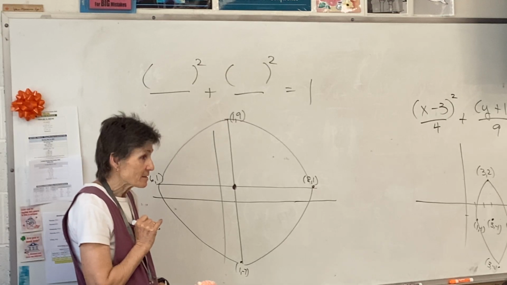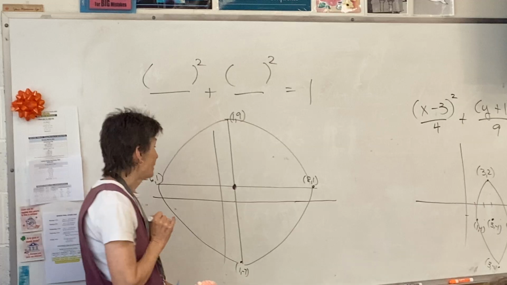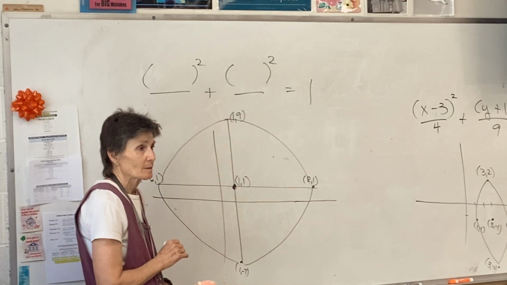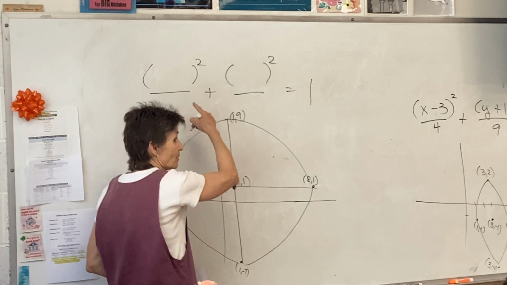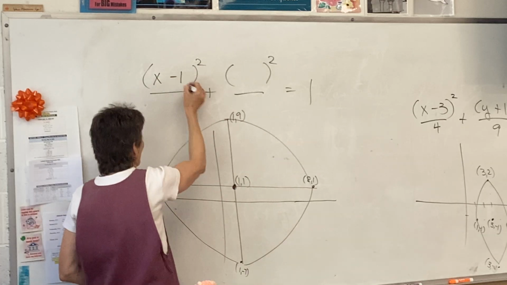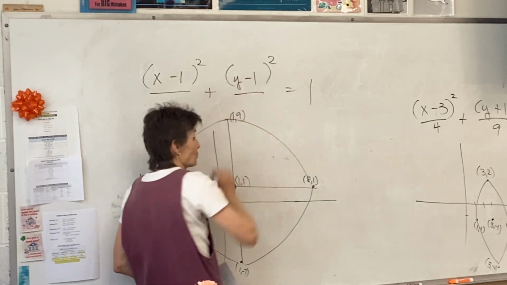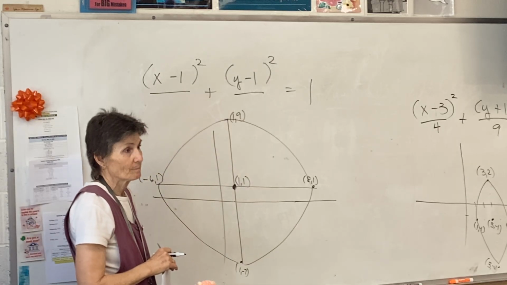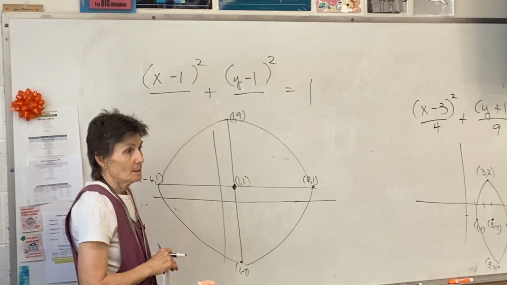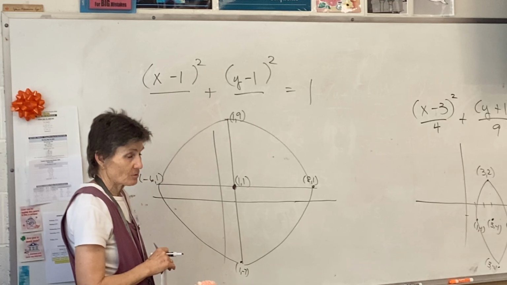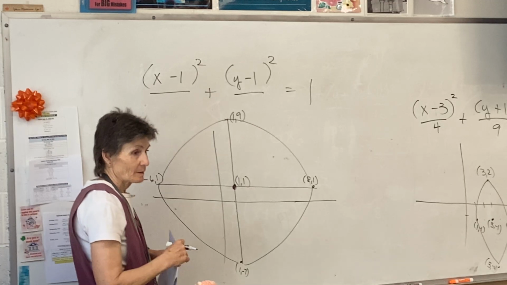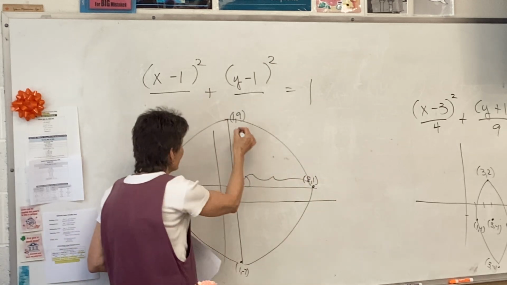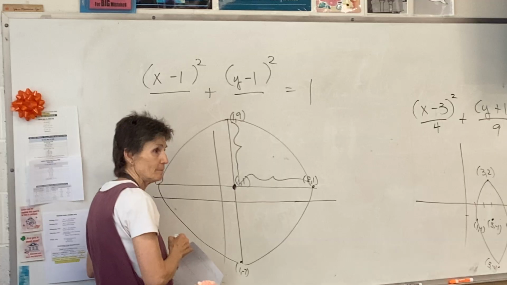So can we figure out the center? Kellen says 1, 1. What do the rest of you think? So I know my numerators are going to be x minus 1, y minus 1. That's how I get a center of 1, 1. Now how am I going to get my denominators? Find the radius of each of them. I'm going to figure out how far I went in each direction.